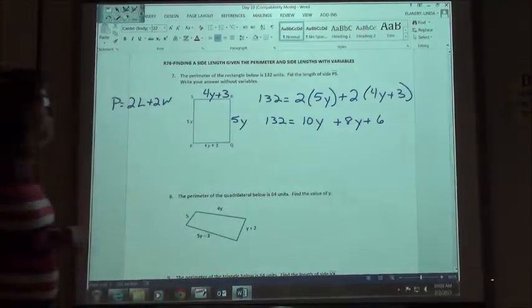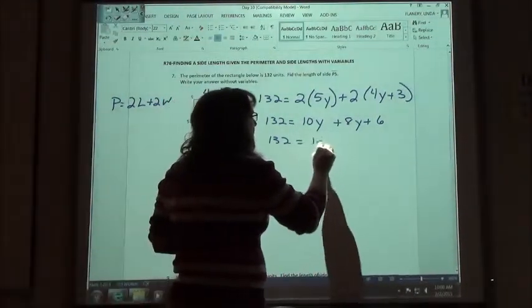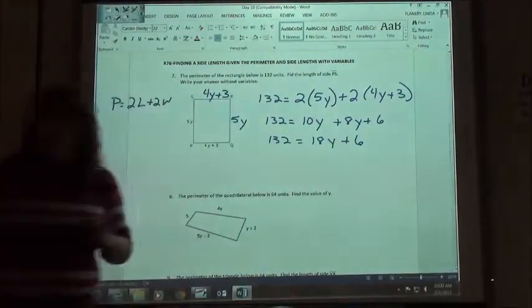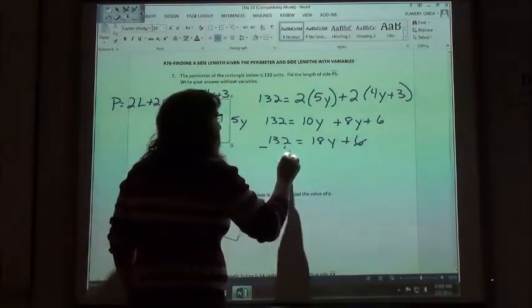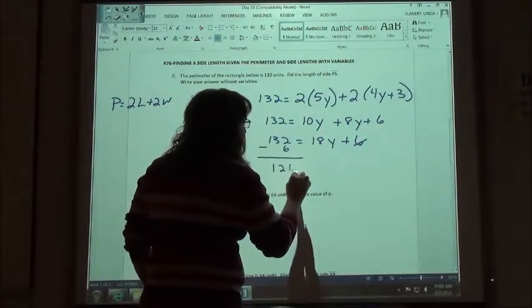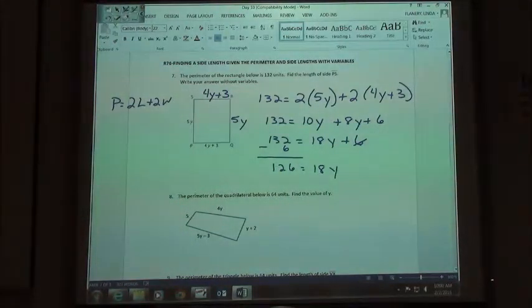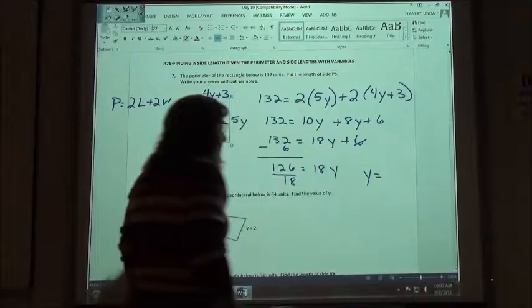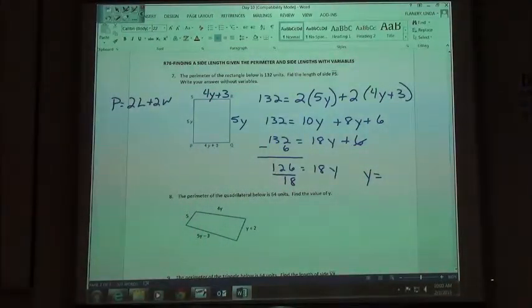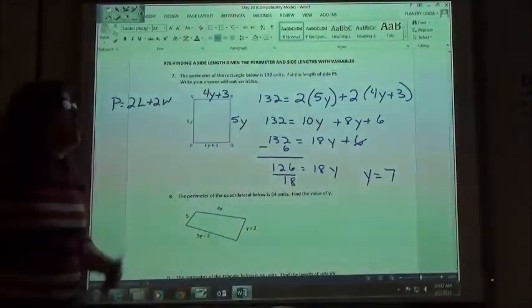So combining my like terms, 10y plus 8y is going to give me 18y. So 132 equals 18y plus 6. And in order to solve that, we would subtract our 6. If we subtract our 6, we get, I think I heard you say 126. 126 equals 18y, and then we're going to divide. If I divide by 18, I get 7.